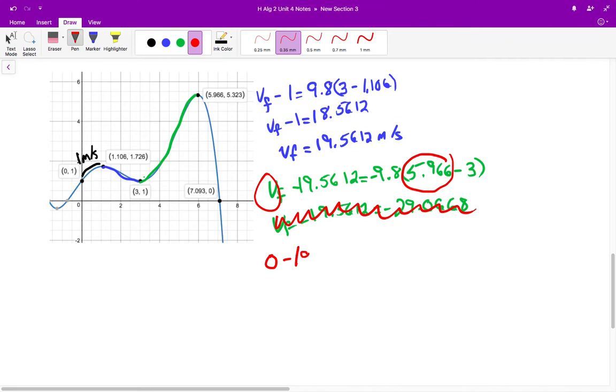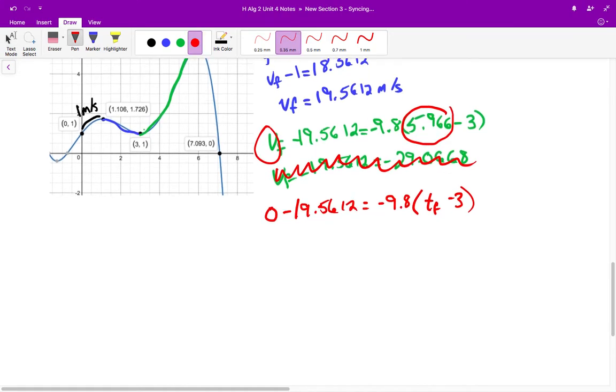Now, the 19.5612 remains the same. Is equal to, you're still decelerating, so still negative 9.8. Now, what we don't know this time is the final time. We don't know at what time we reach that speed of 0. So, first thing you can do to simplify, the left side of your equation is essentially going to just be the negative final speed that you had going in. So the negative 19.5612 is equal to negative 9.8 times your final time minus 3.